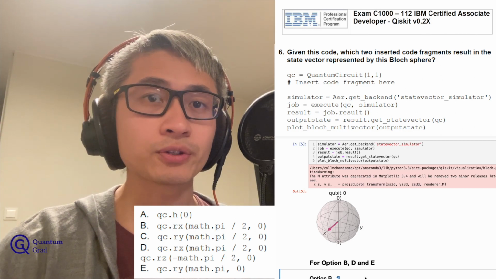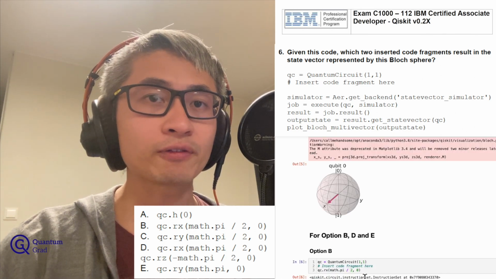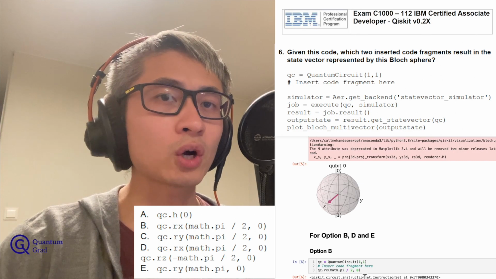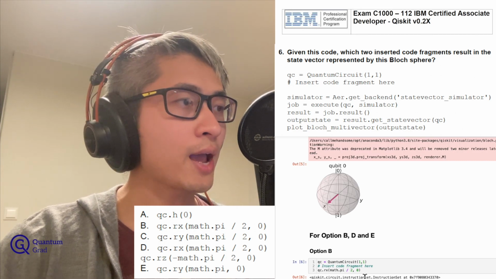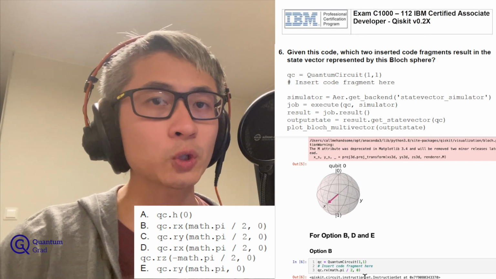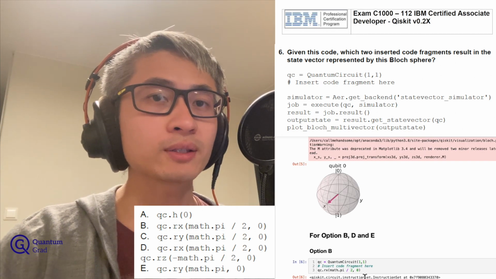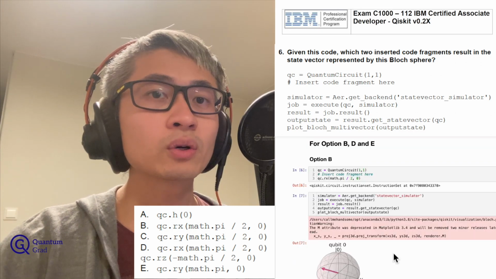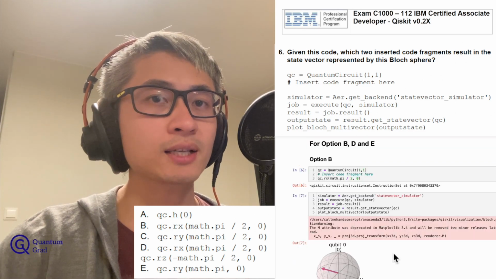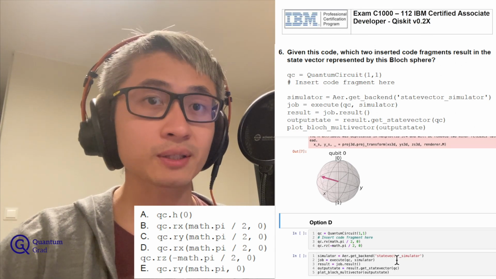How about the other answers? In option B, we have 2 codes: QC = QuantumCircuit(1, 1), and then QC.rx(math.pi/2), which means that we rotate the state vector by 90 degrees about the x-axis. So it is rotating about the x-axis by 90 degrees, which is not our result.